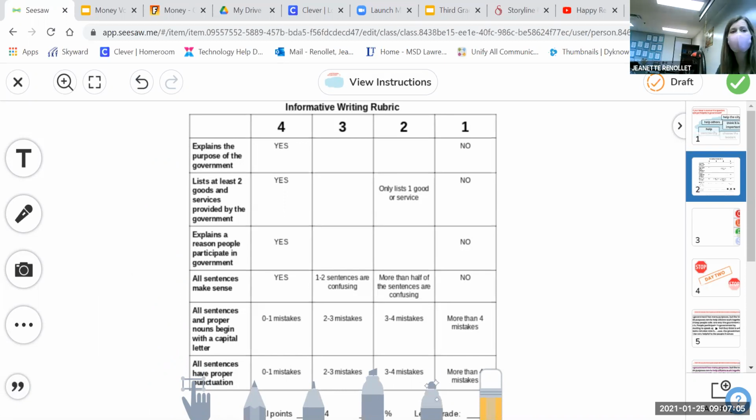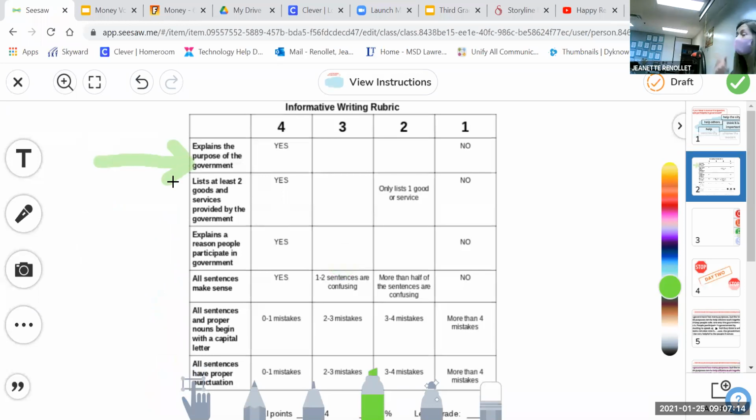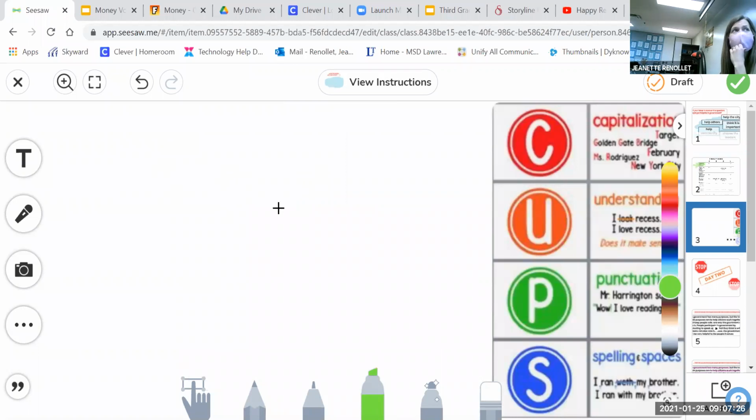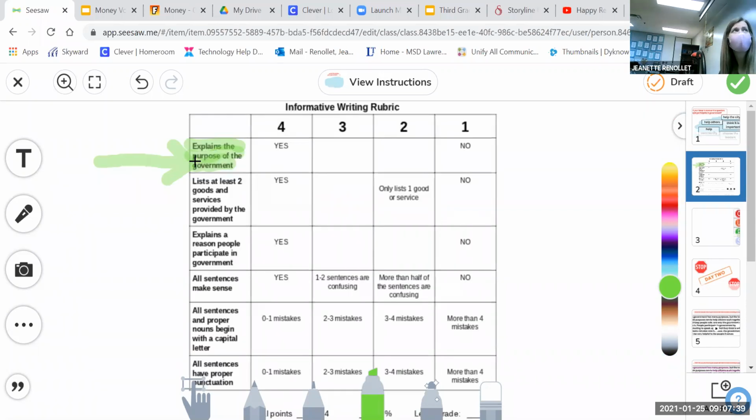So let's pick a color. Let's do green first. And let's start with the first row. Let's look in our writing for the part where you explain the purpose of the government. I want you to go to slide 3. In your writing, can you find a sentence that explains the purpose of the government? Why do we have the government? What is it for? That's what we're looking for right now. Go ahead, you have 2 minutes. Go find your sentence that explains the purpose of the government. If you don't have it, this is your time to write it. Go ahead.